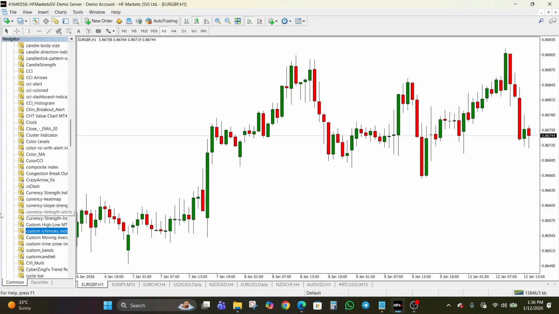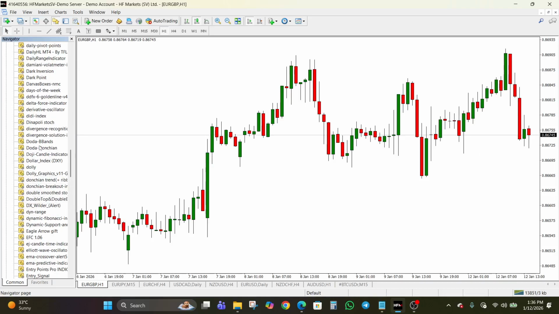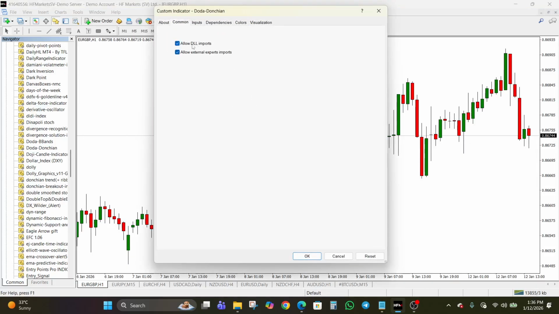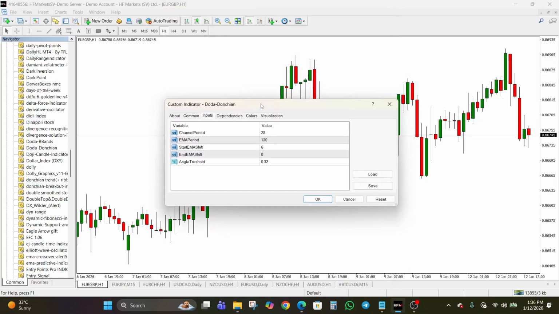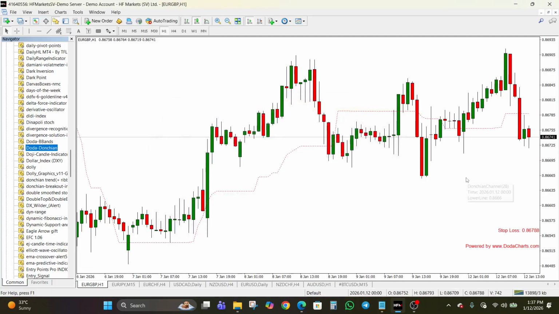Okay. So now we're going to be adding the Doda Donchian indicator to our chart. Ensure that the allow DLL imports box is checked. And as for our input settings, we can see that the customizable settings here are channel period, which is default 28, EMA period default 120, start EMA shift default 6, and EMA shift default 0, angle threshold default 0.32. You can modify those according to your taste.